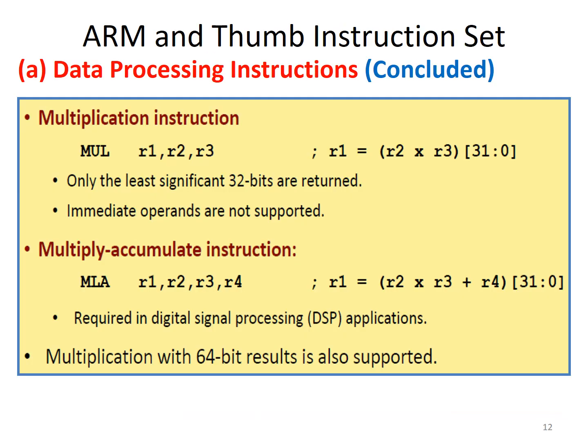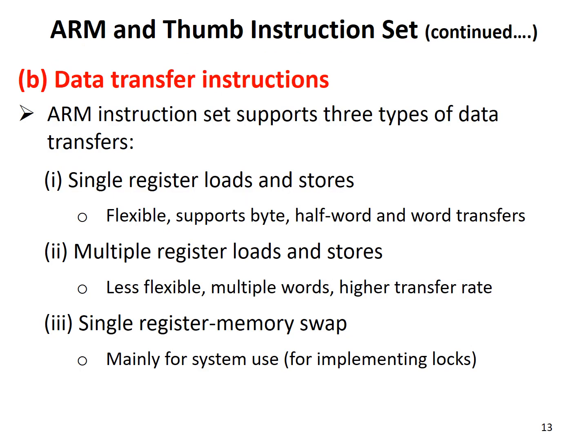Then the multiplication instruction. Here the multiplication instruction will multiply the content of R2 and R3 and the result is stored in R1. Similarly, multiply accumulate. Here R2 and R3 are multiplied, that result is added with R4, and the final result is stored in R1. That is the multiply accumulate.